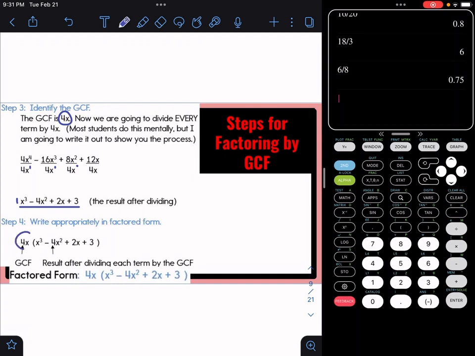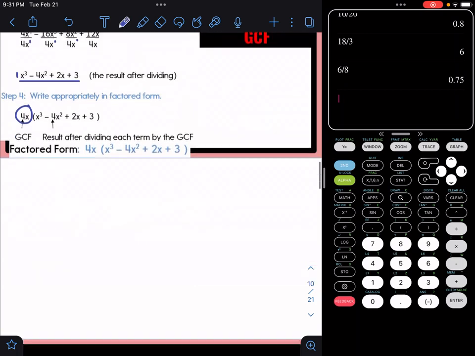Now you write your GCF on the outside, and inside parentheses you write the result you got after dividing each term by the GCF. And you will be left with the factored form. If you wanted to check that your factored form is correct, you could just distribute out the GCF and make sure you end up with your original answer.